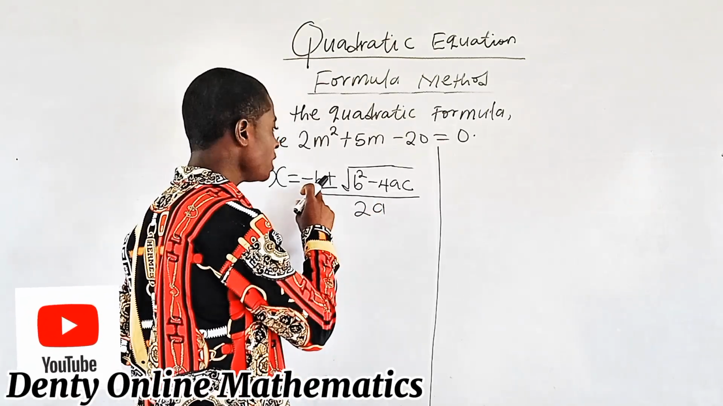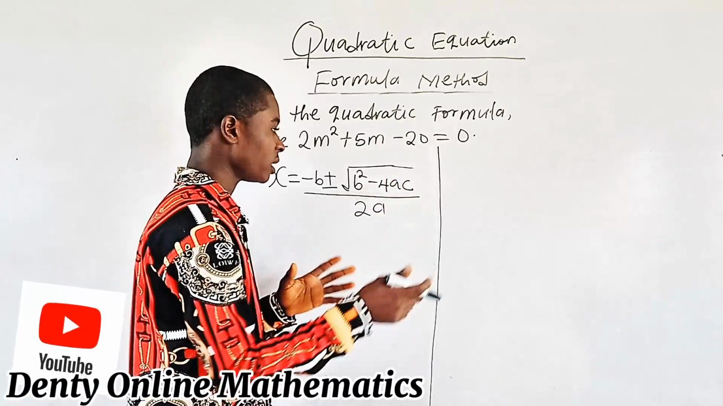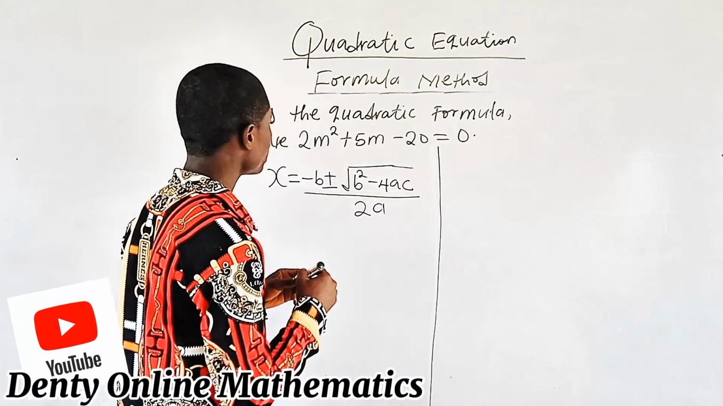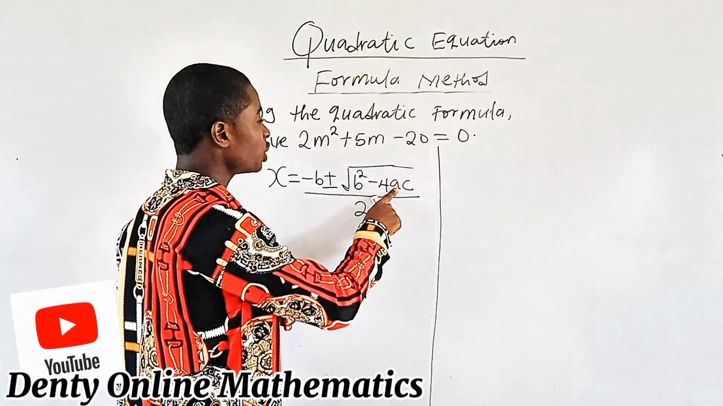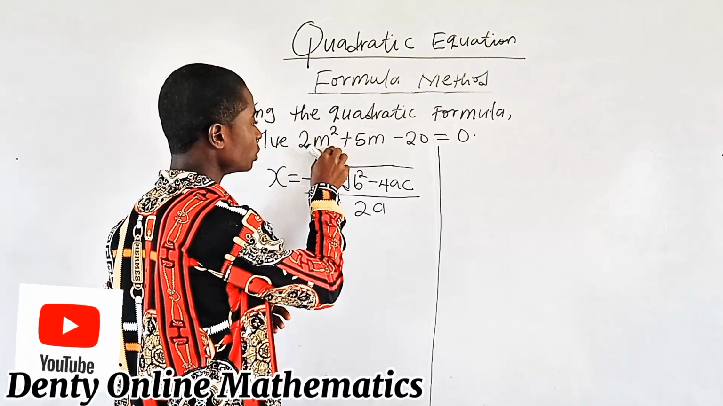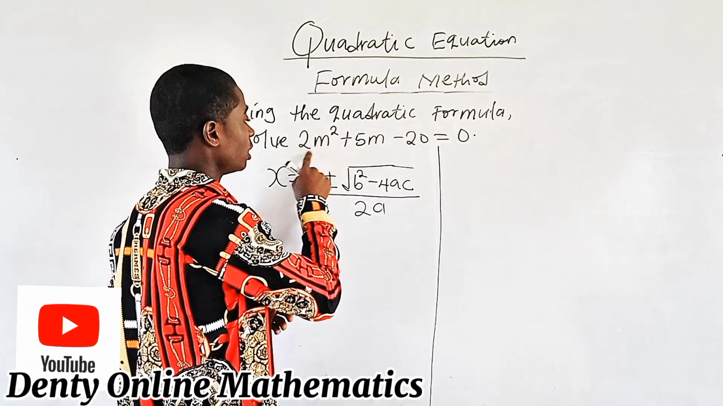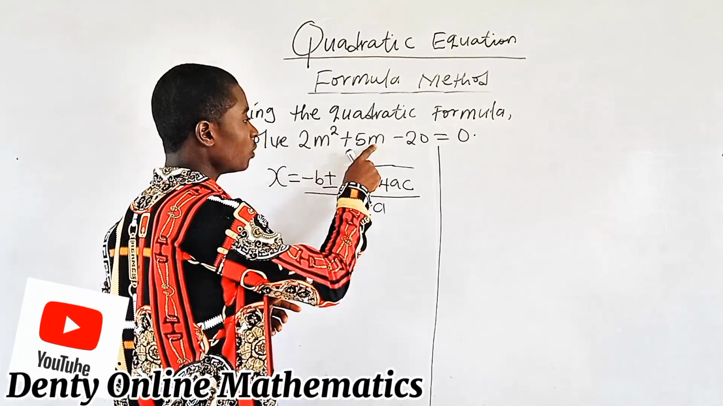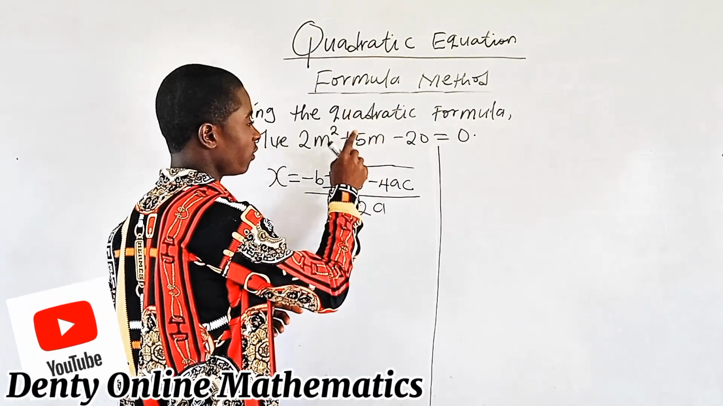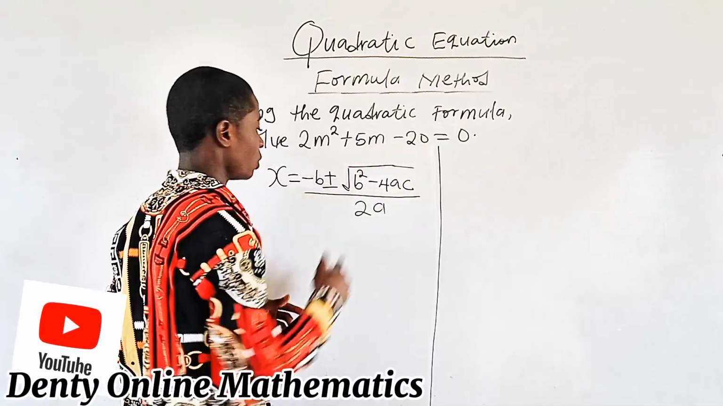Now, what do a, b, and c mean? Now, let's look. A is the coefficient of the unknown, which is m here. The coefficient of m squared here is what? 2. The coefficient of m is what? 5. And here is just minus 20.